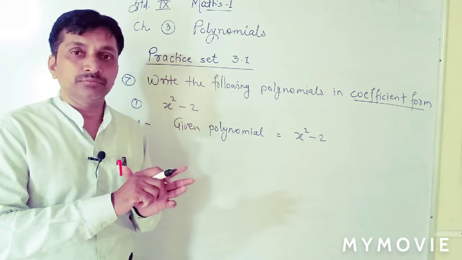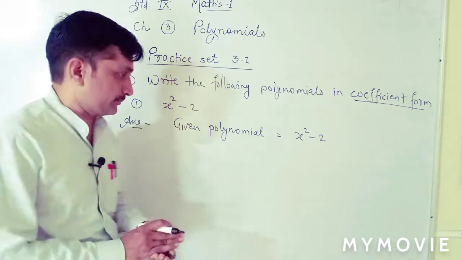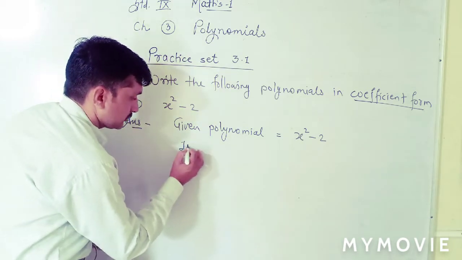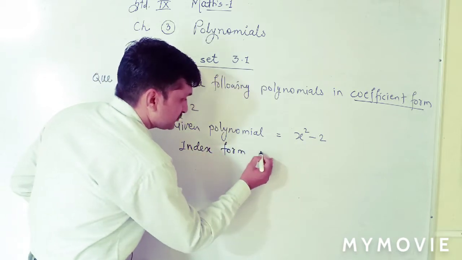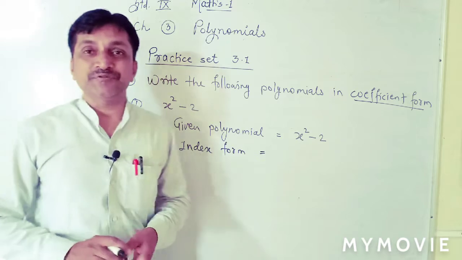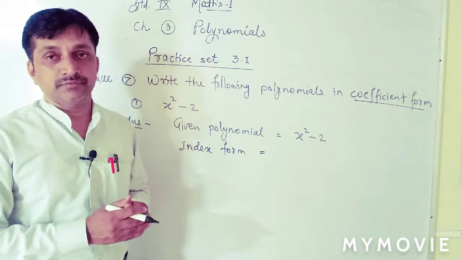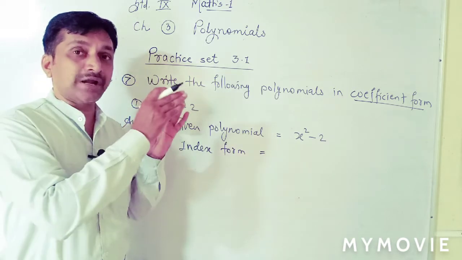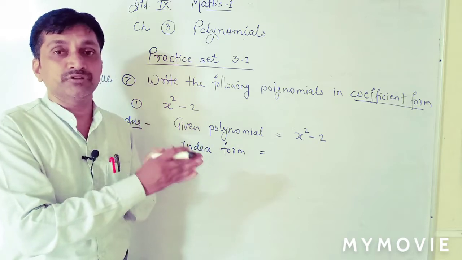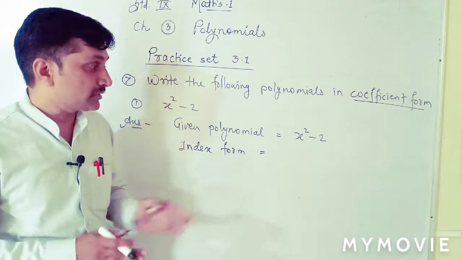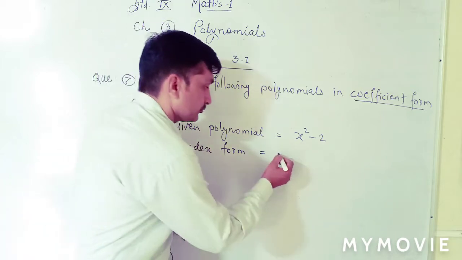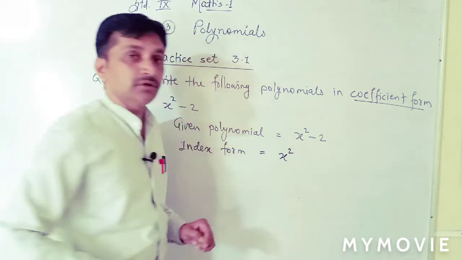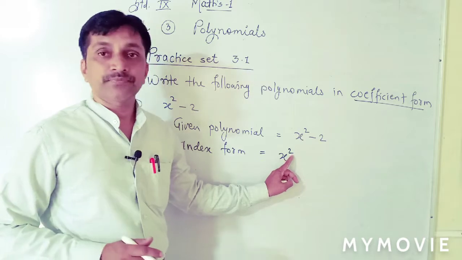After standard form, we have to write the index form. Index form means what? If some powers are missing, then we have to write these missing terms with coefficient 0. Now let's see what the degree is here. Highest index 2, x square, power is 2.